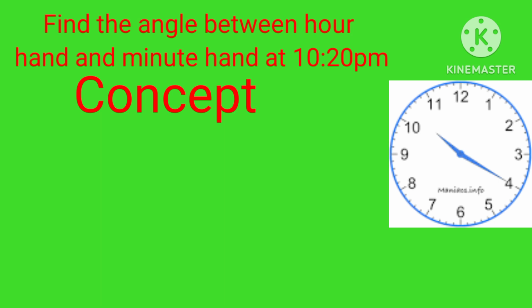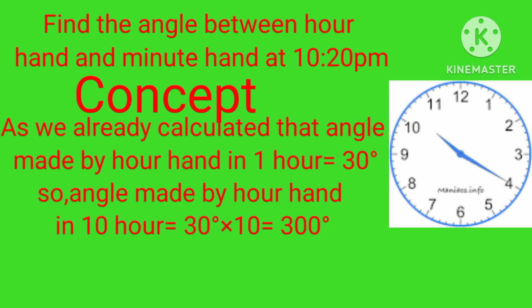Let us now find the angle made by the hour hand. Here the thing to be noticed is the hour hand is not exactly at 10, but some extra angle is there because of 20 extra minutes. As we already found, the angle made by the hour hand in 1 hour is equal to 30 degree. So the angle made by the hour hand in 10 hours is 10 multiplied by 30, that is equal to 300 degree. Now we will calculate the extra angle made by the hour hand on account of 20 extra minutes.